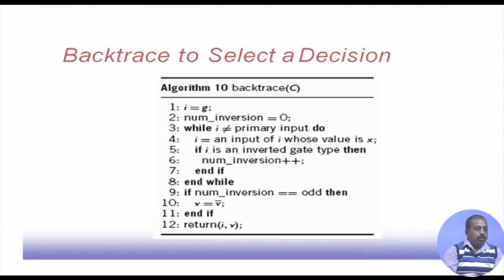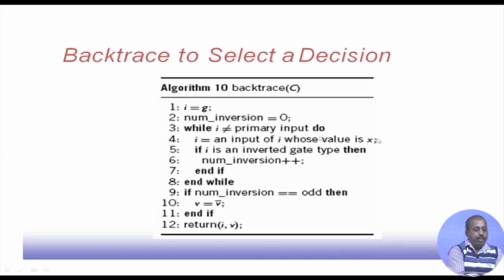Now, to select a decision, there is a backtrace routine that can be followed. So, i is equal to g, for the gate which we want to justify, number of inversions is 0, and if i is not equal to a primary input, then i is modified to be an input of i whose value is X. So we take up one of the inputs whose value is actually X now, so that becomes a new i.